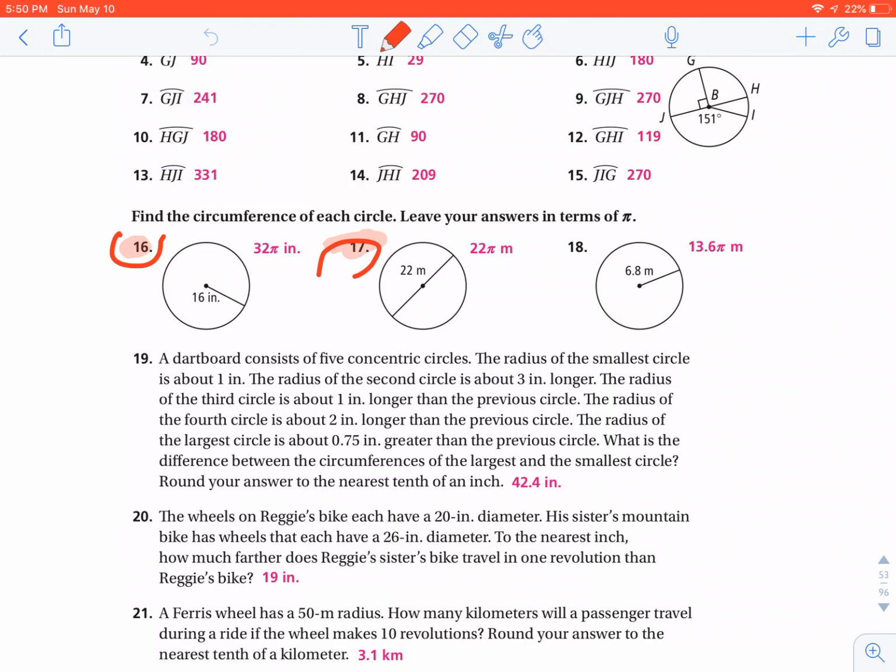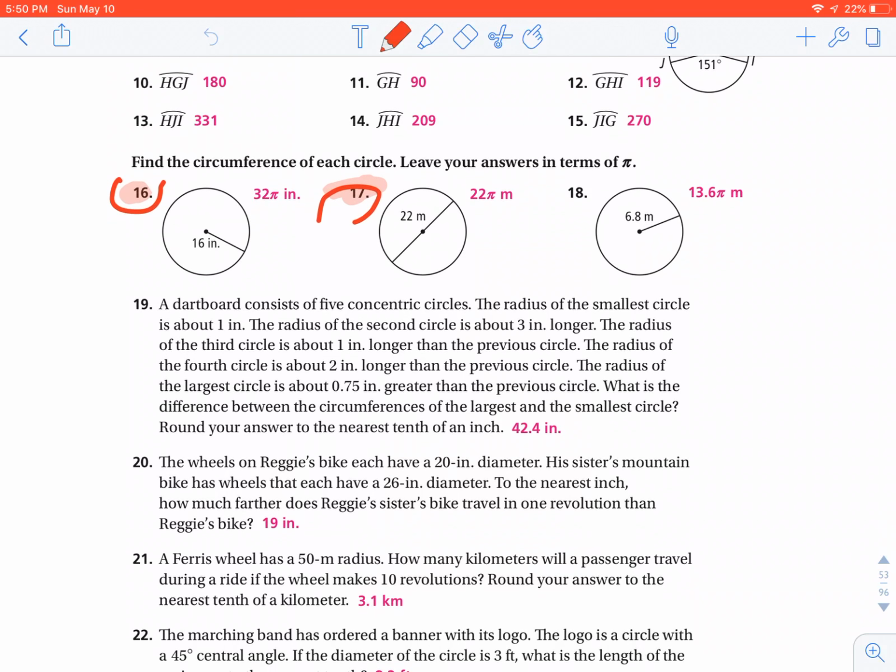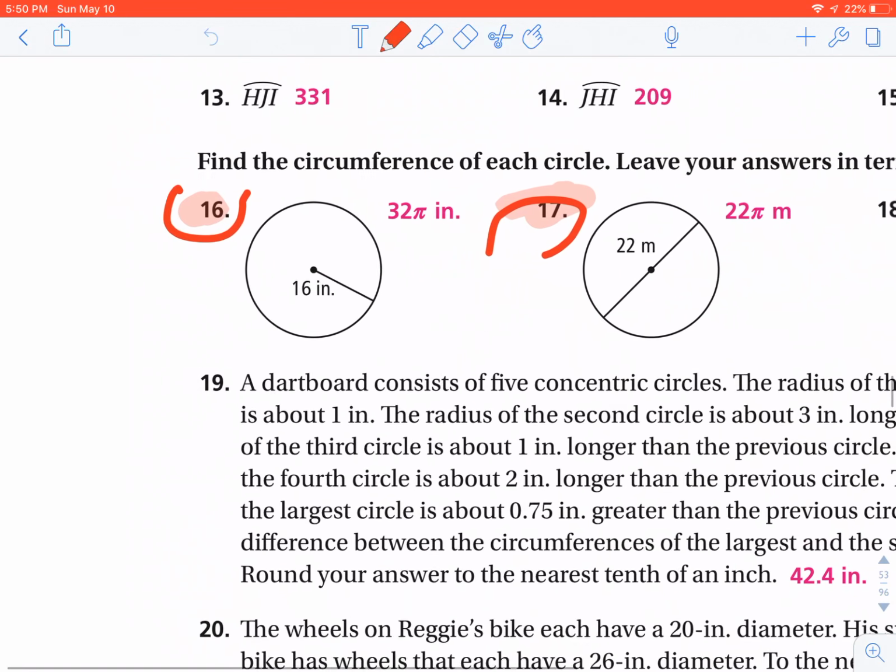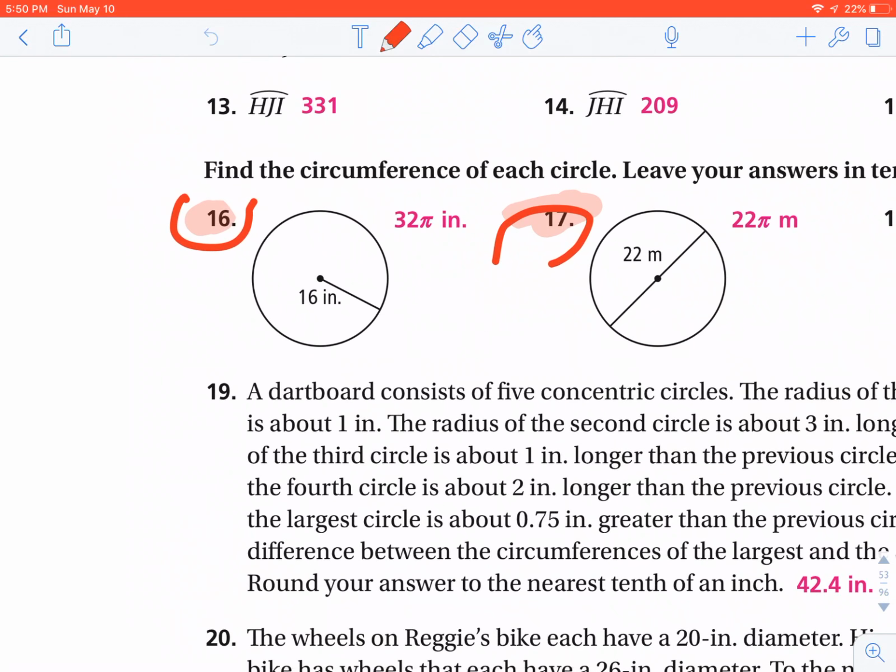Numbers 16 and 17 are asking you to find the circumference of each circle. If you recall, the way to find a circumference is either 2 pi r or pi times diameter. It all depends on what you're given in your circle. In this case, they're asking me to leave my answer in terms of pi, so I don't even really need a calculator at all for this.